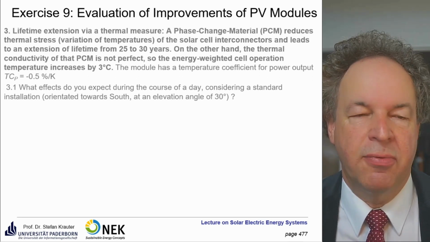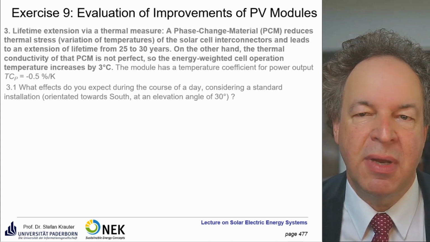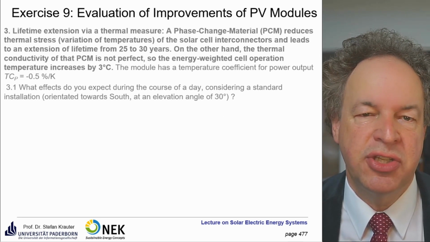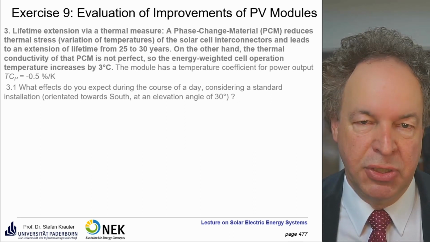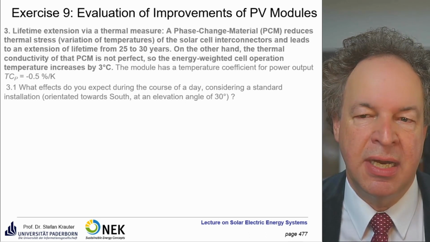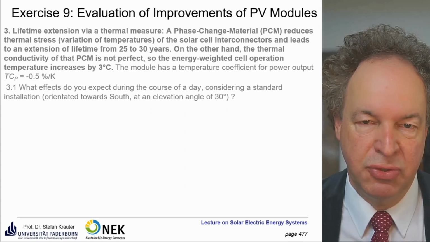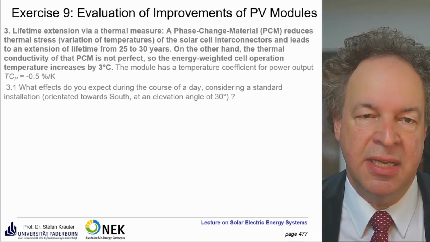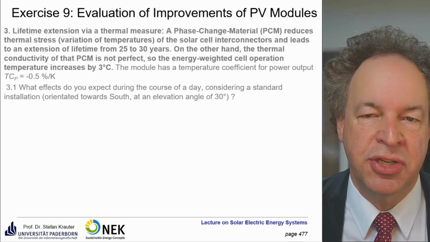So the last question is about lifetime extension. We add a phase change material, for example, on the backsheet, and that reduces thermal stress. That means the variation of temperature is less because it acts like a thermal mass, and so the increase or decrease in temperature is much slower, and therefore the solar cell interconnectors and leads are less stressed, and therefore the lifetime is extended from 25 to 30 years.